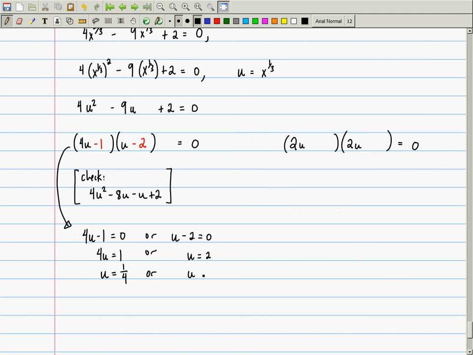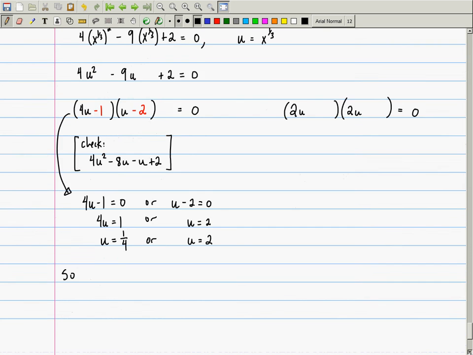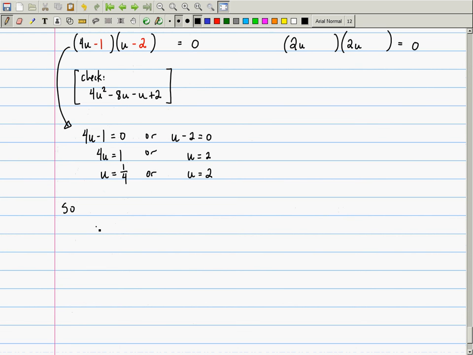So is this the solution to the problem? No, right? We need the solution to be in terms of x. Okay. So then x to the one-third, that's what u was, is one-fourth, or x to the one-third is 2. Right? So now there are these possibilities. So now how do we proceed?